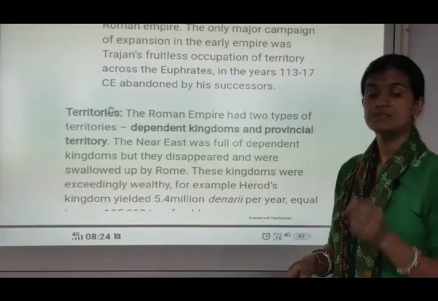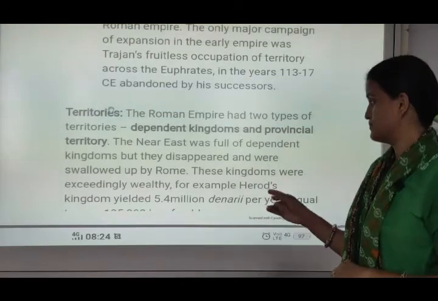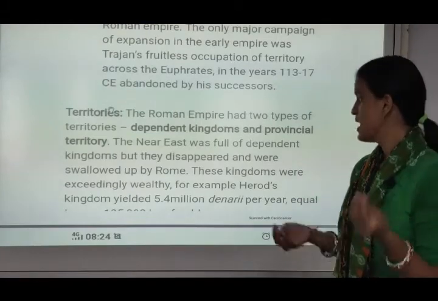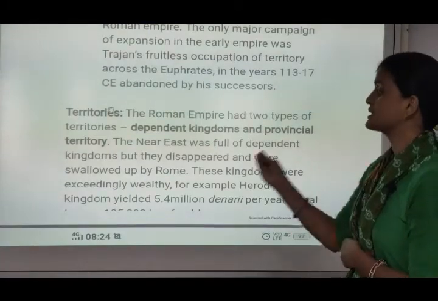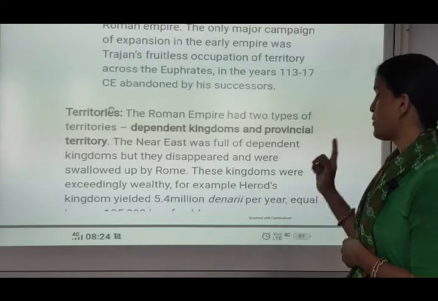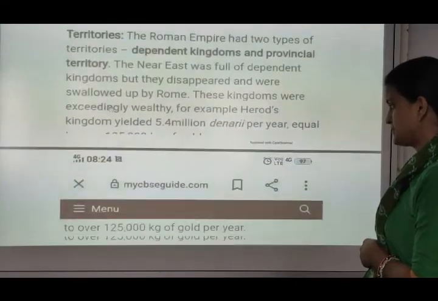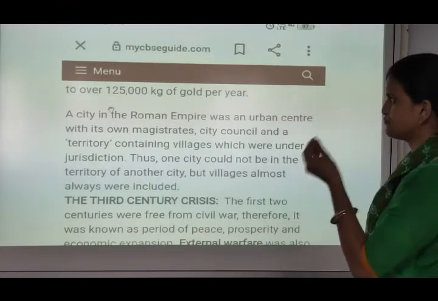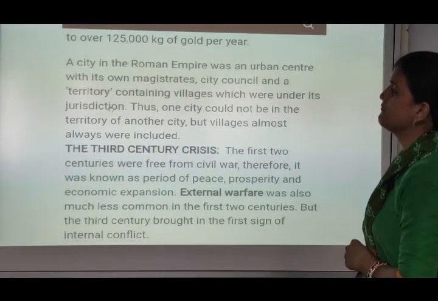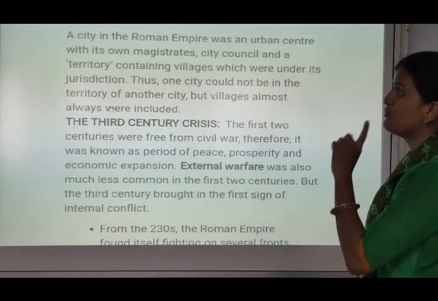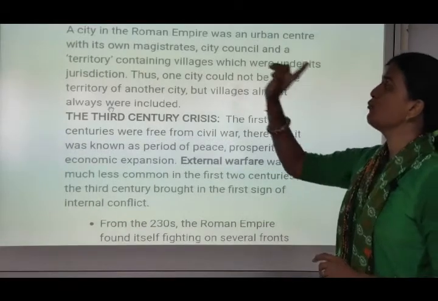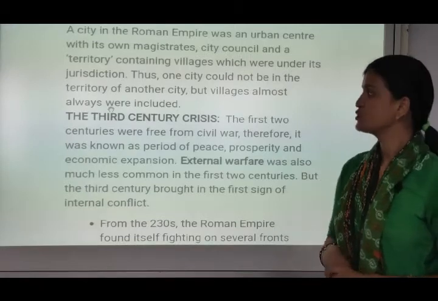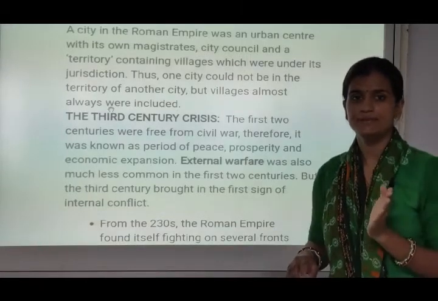So these dependent kingdoms were wealthy. They had wealthy families. For example, Herod's kingdom yielded 5.4 million denarii, which was equal to 125,000 kilograms of gold per year. So that was the time of Herod's kingdom.